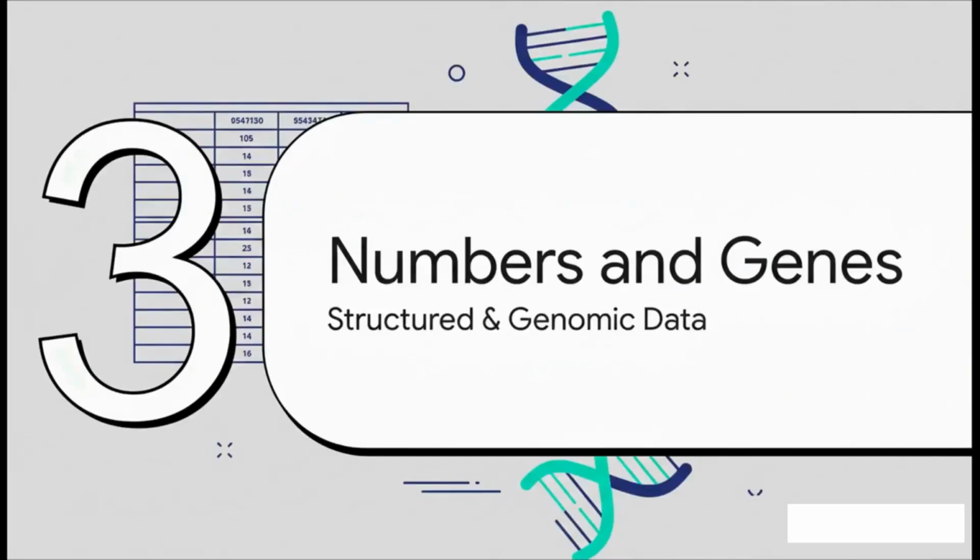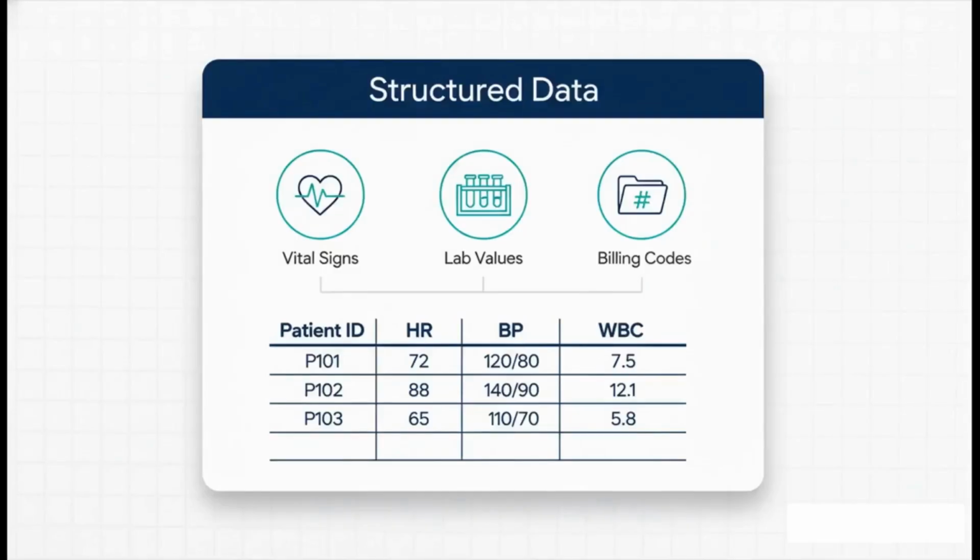Okay, so we've covered images and text. Now let's get into the hard numbers and the even harder biology. Now, structured data. This is the stuff that AI loves. Why? Because it's already a number or fits into a neat little box. We're talking lab values, heart rate, blood pressure, billing codes. It's clean, it's organized, and it's perfect for making predictions.